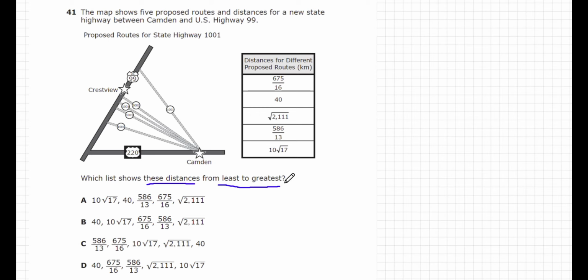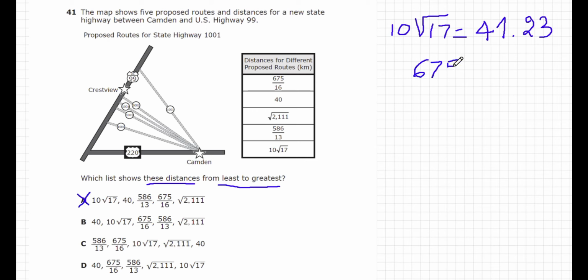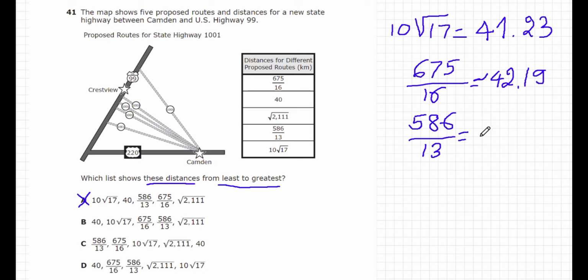Option A, 10 square root of 17 is approximately 41.23, which is greater than 40. Eliminate option A. Option B, 675 over 16 equals 42.1, which is greater than 10 square root of 17. 586 over 13 equals 45.08, still correct order. Square root of 2111 equals 45.95, so B is the correct answer here.